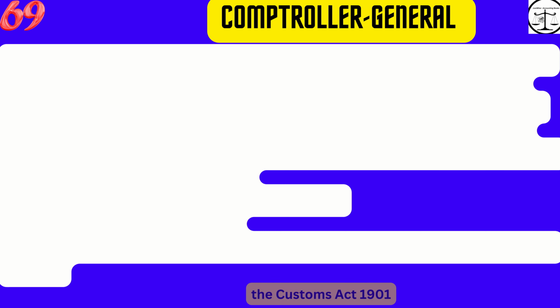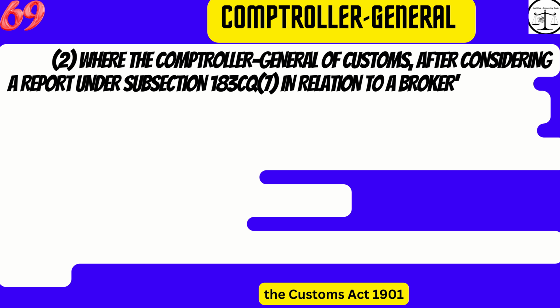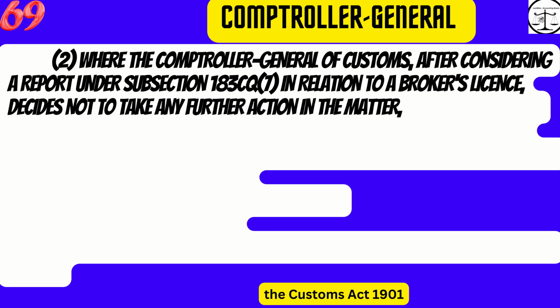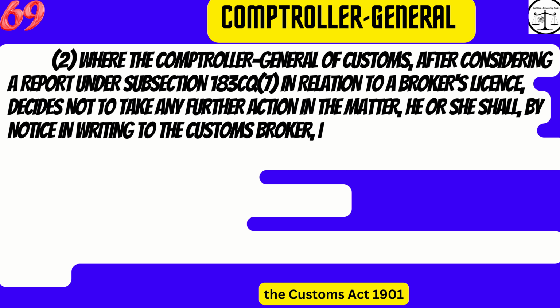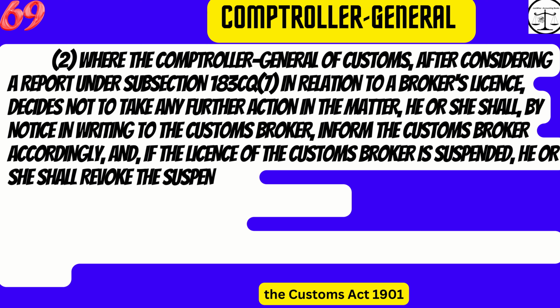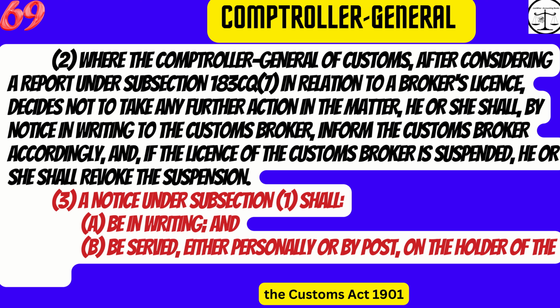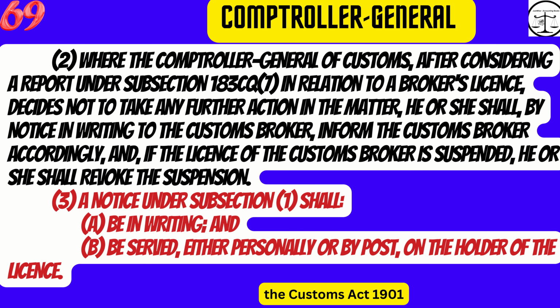2. Where the Comptroller General of Customs, after considering a report under subsection 183CQ(7), in relation to a broker's license, decides not to take any further action in the matter, he or she shall, by notice in writing to the customs broker, inform the customs broker accordingly, and if the license of the customs broker is suspended, he or she shall revoke the suspension. 3. A notice under subsection 1 shall A. be in writing, and B. be served, either personally or by post, on the holder of the license.